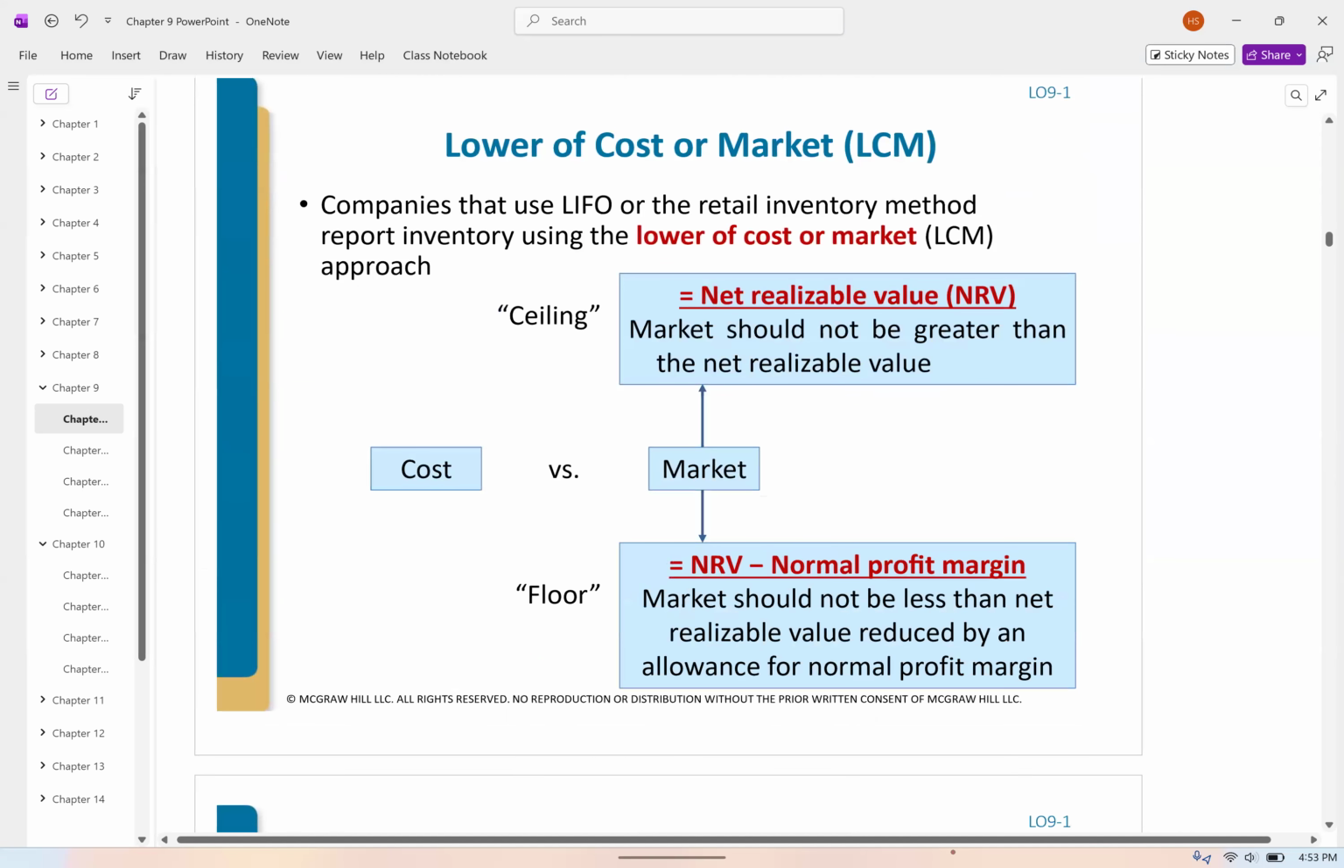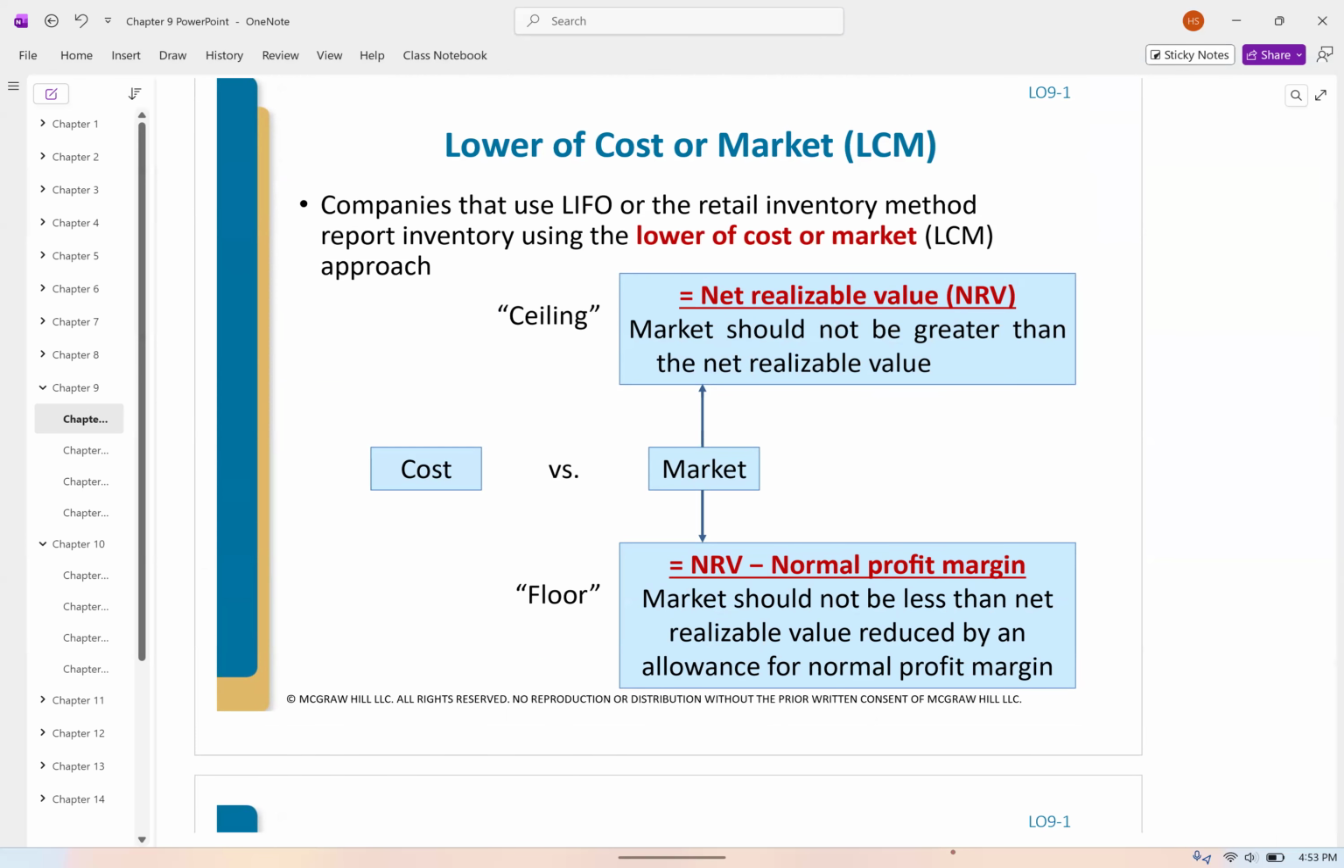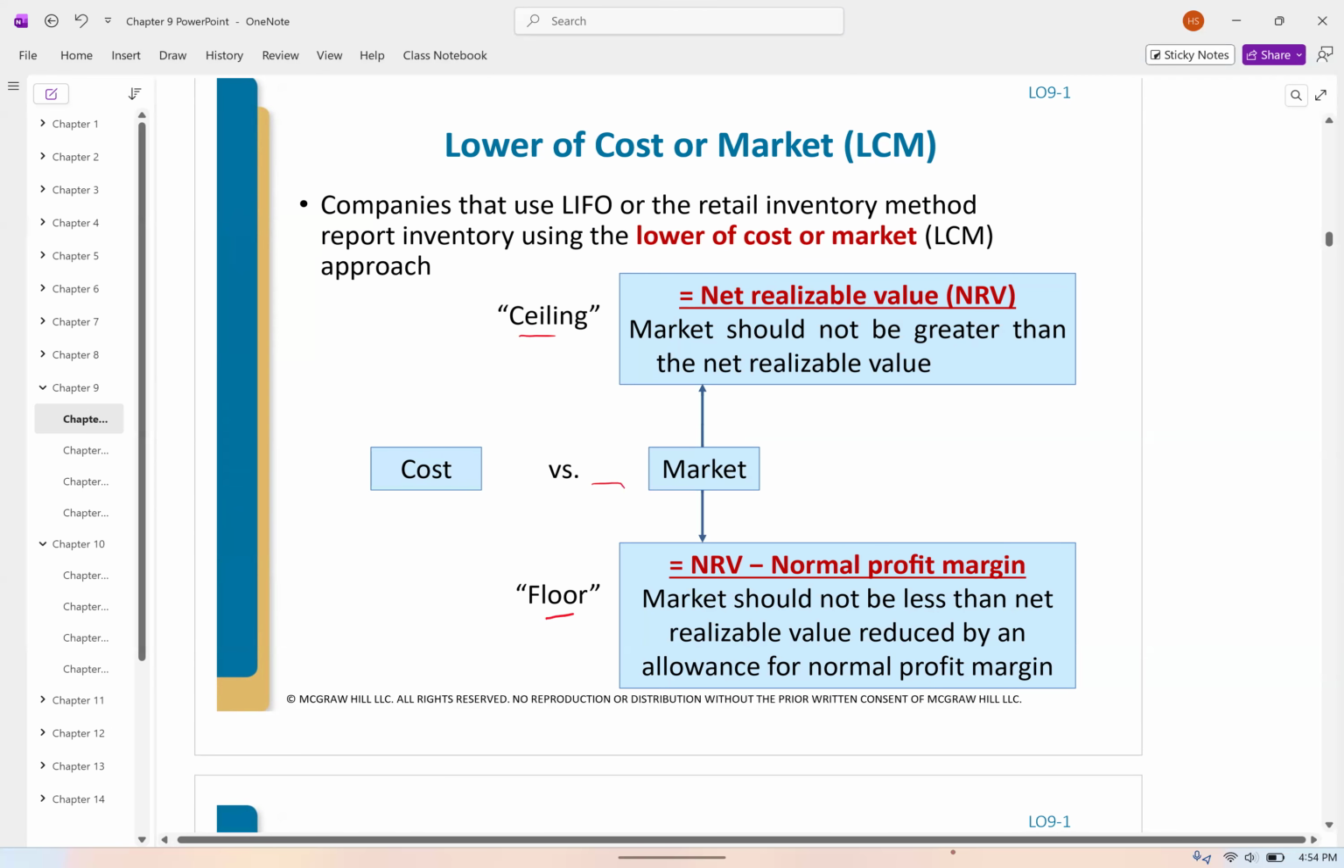All right, so now we're going to do LCM, lower of cost or market. A little bit different than what we just did. This might be the harder one, but once you get in the groove of doing it, it does have a lot of numbers in it. So just knowing what those numbers are and these definitions. I know this is not really a definition class, but knowing what net realizable value is, knowing that the NRV minus the normal profit margin is the floor. So they call this the ceiling, the floor, and then market.